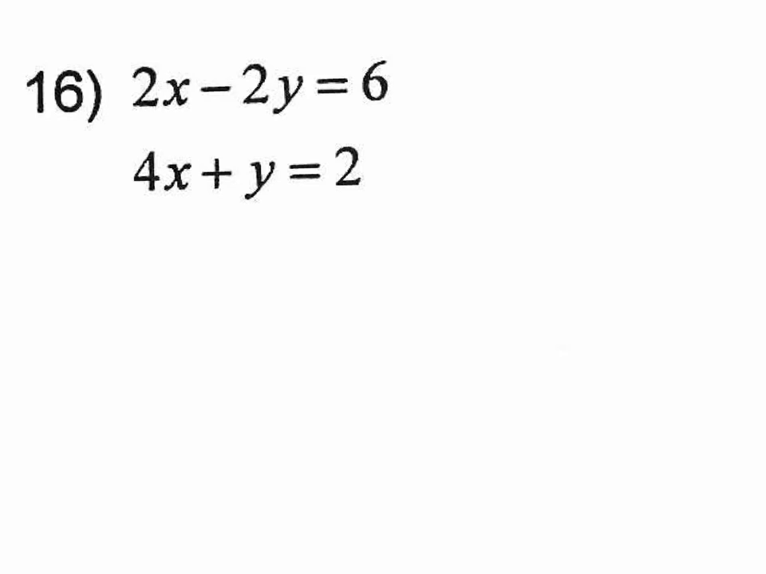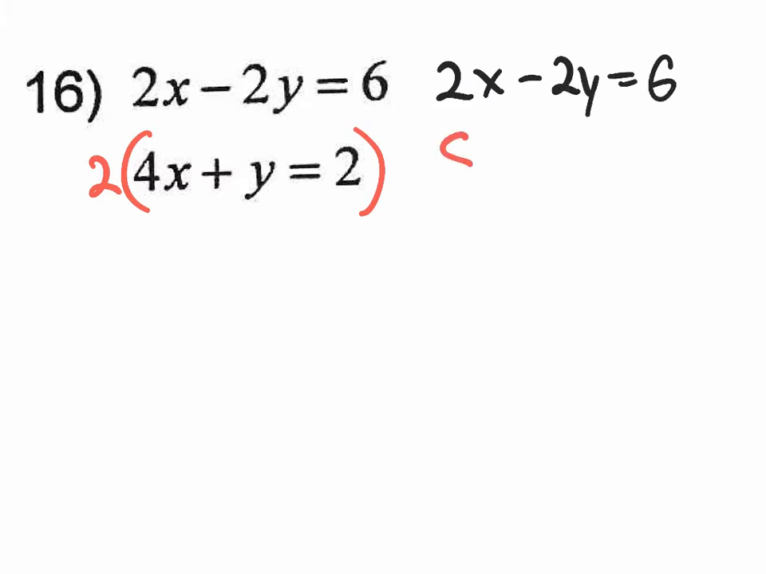So if you choose to cancel out y's, you'd have to multiply the bottom equation by 2. Top equation you're going to leave the same. 2x minus 2y equals 6. The bottom equation becomes 8x plus 2y equals 4. Now if you decided to cancel out x's, then you'd have to multiply the top one by negative 2, which is totally fine. There are many roads to the same place. So right here, we're going to cancel out y's.